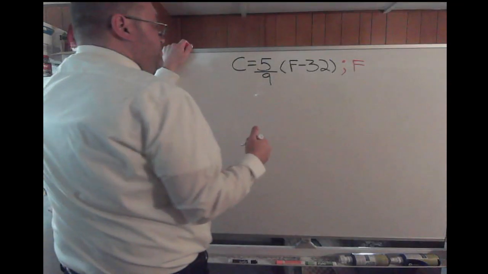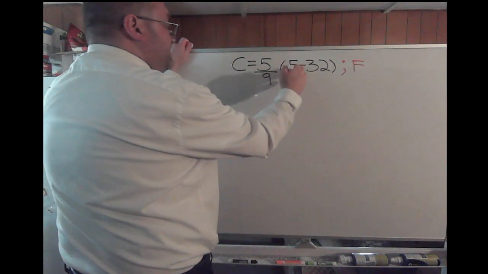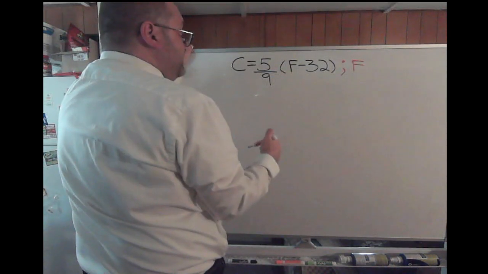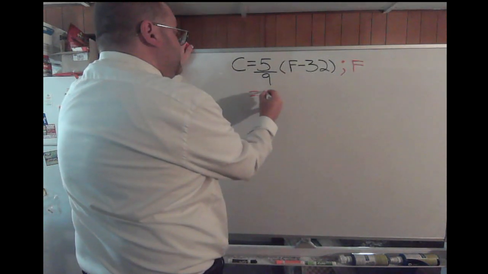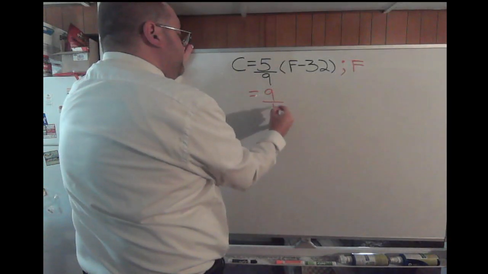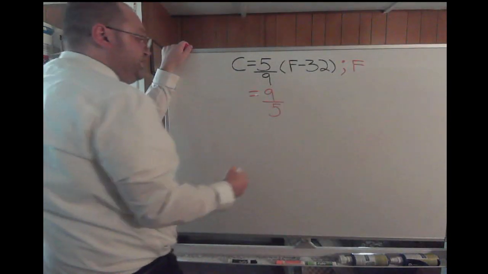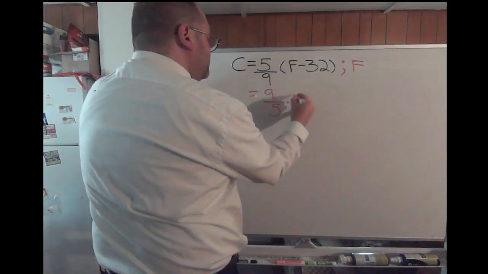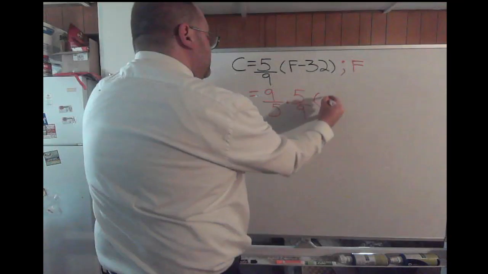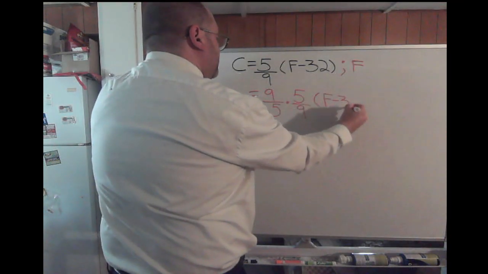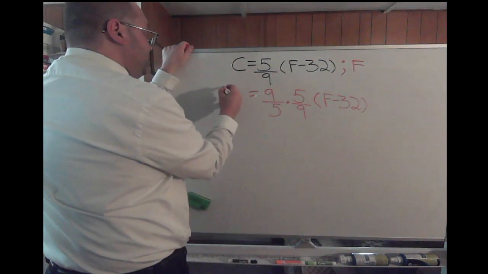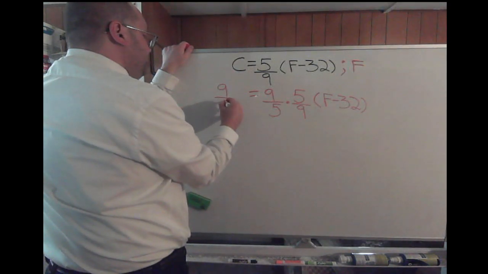You have 5/9 times the quantity of F minus 32. You want to get that F minus 32 by itself. Well, you need to take that 5/9 and multiply it by 9/5, the reciprocal. So you take 9/5 times 5/9 times the quantity of F minus 32. But what you do to one side, you've got to do to the other. 9/5 times C is just 9/5 C.